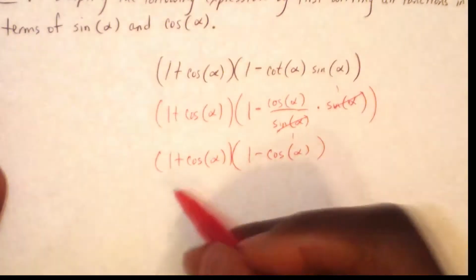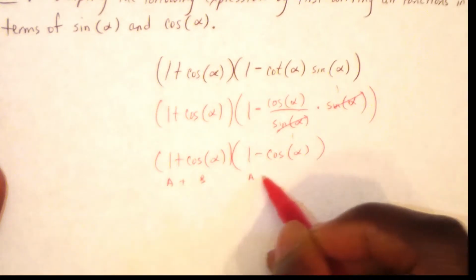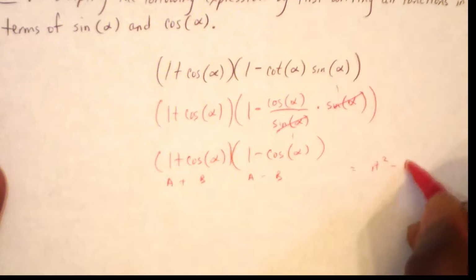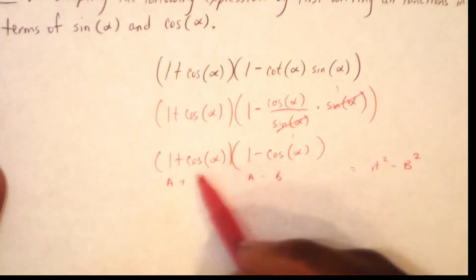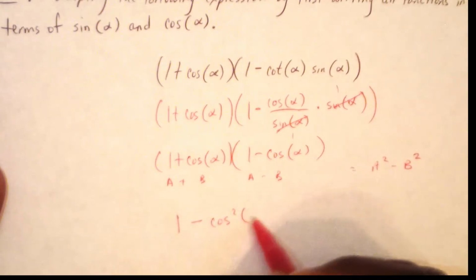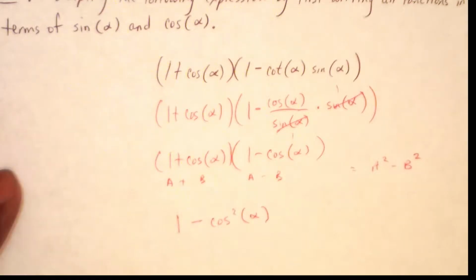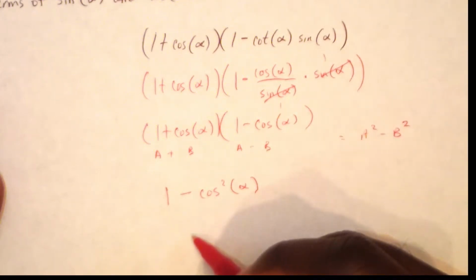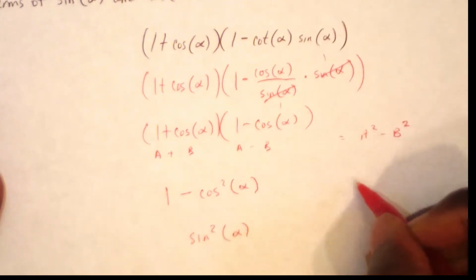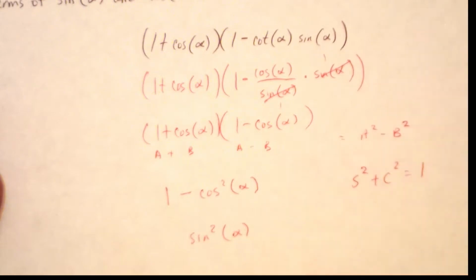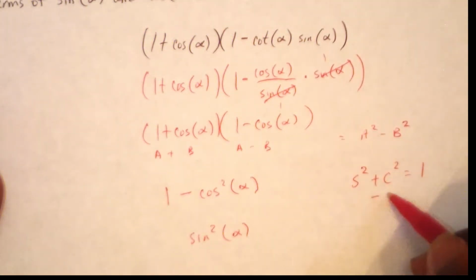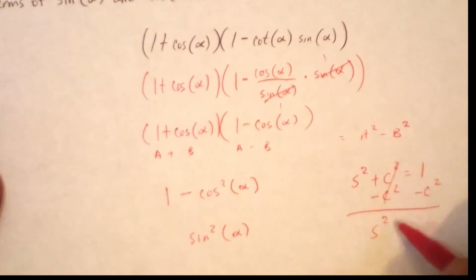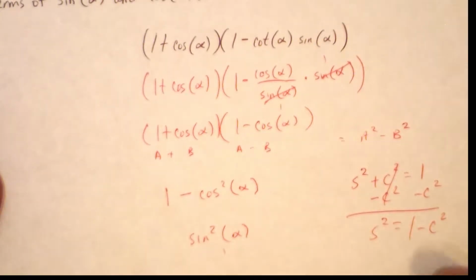So if we continue on, we know that this is like A plus B times A minus B, and we know that's equal to A squared minus B squared. So when we multiply all this, we just get 1 minus cosine squared of alpha. And of course, if you recognize this is a trigonometric identity, this ends up being sine squared of alpha, because if we come here and say sine squared plus cosine squared equals 1, and then we subtract both sides by cosine squared, you see that we get 1 minus cosine squared, which is exactly what we have here, and therefore our answer is sine squared of alpha. Let's move on to the next example.